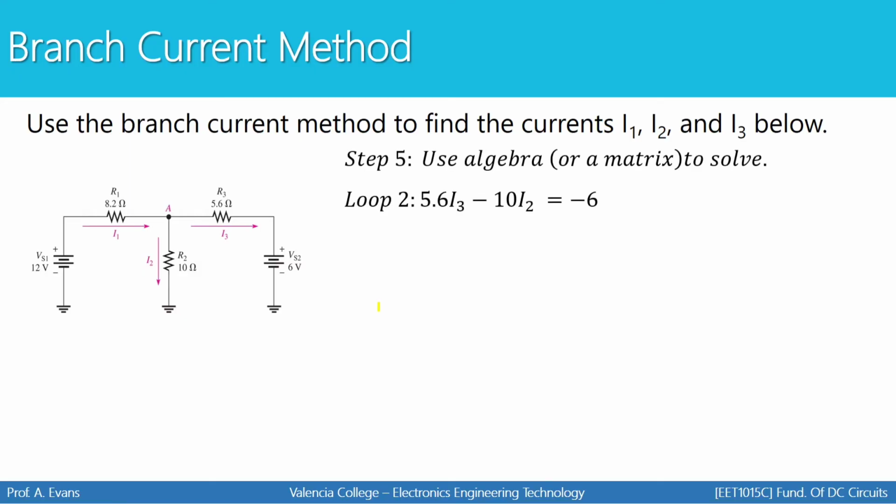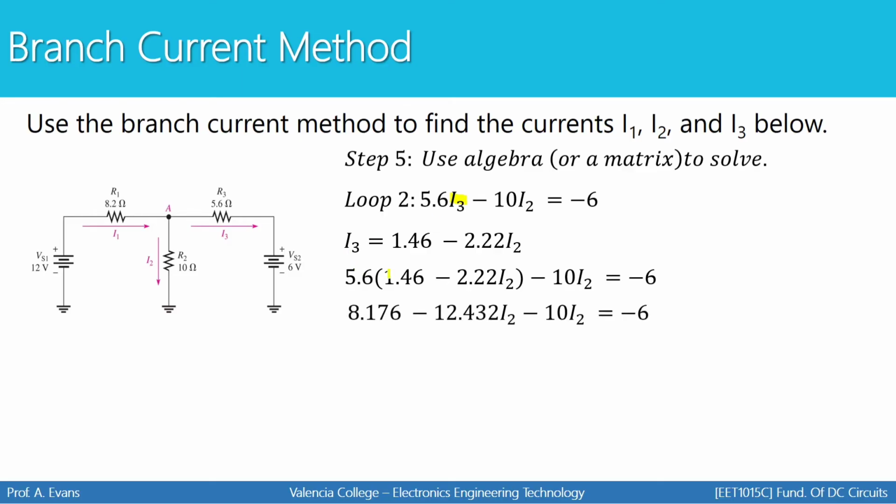Next, take a look at the second loop equation. Keep in mind that this is the equation that I've already found for I3 on the previous slide. I'm going to plug this value for I3 into my second loop equation right here. After that, I'm just going to distribute and simplify. And now I have one equation with one thing that I don't know, so I can solve this for I2.